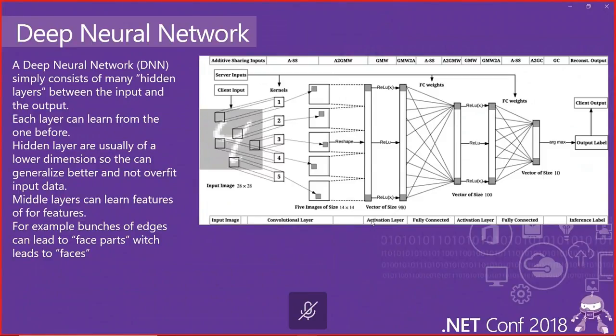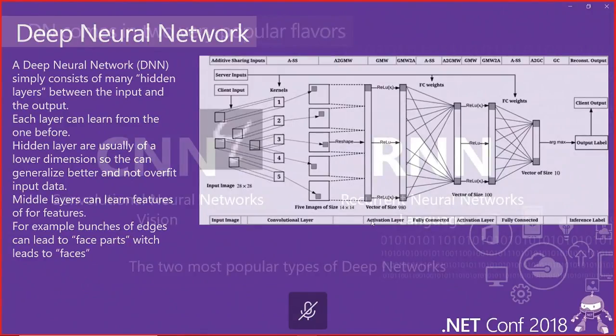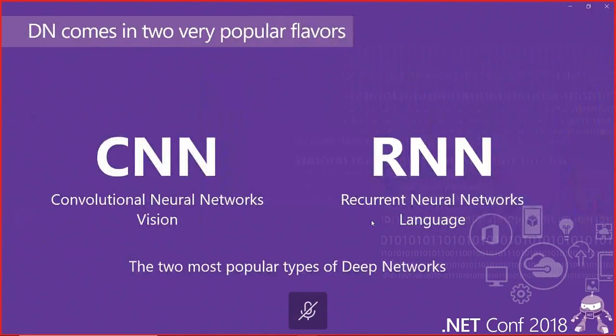Hidden layers usually have a lower dimension so that they can generalize and not overfit the input data. Middle layers can learn features of features. A simple example: the first layer learns to understand that something is a face part, and then the other layers lead to faces, and so on. The two most used deep neural networks are convolutional neural networks and recurrent neural networks.